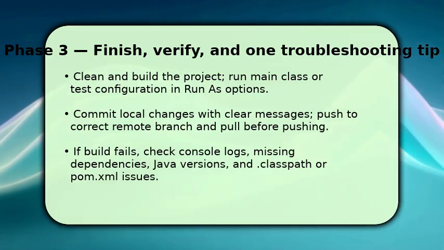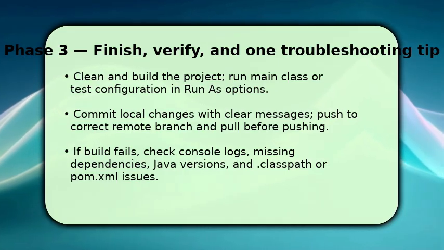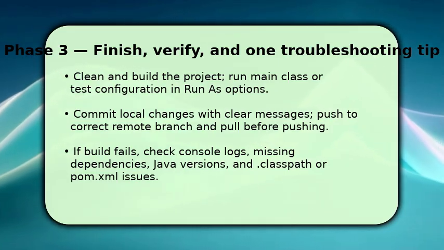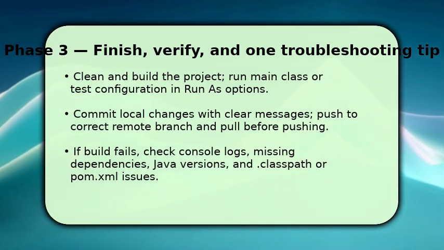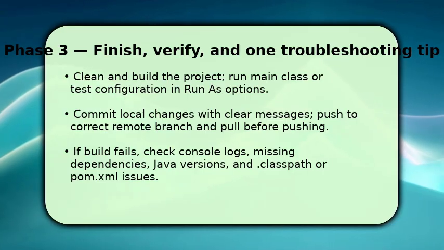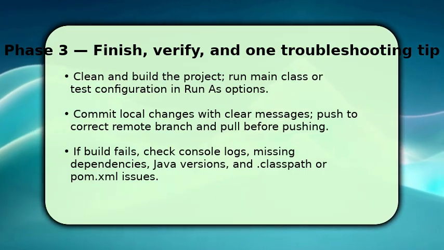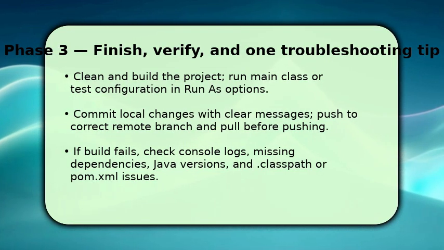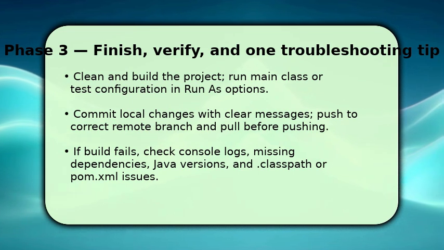If something breaks, inspect the Eclipse console and problems view for exact errors. Commonly, it's a Java version mismatch, unresolved Maven/Gradle dependency, or a corrupted classpath or POM XML. If that happens, revert to a working commit, fix the config, and try rebuilding.